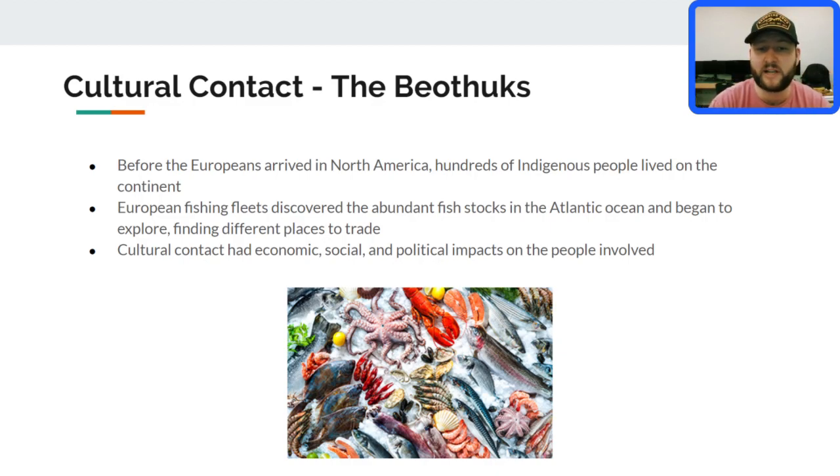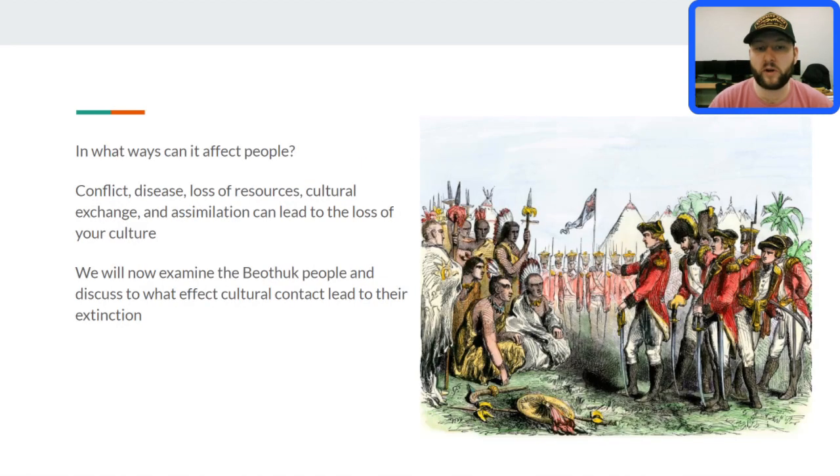So European fishing fleets discovered the abundant fish stocks in the Atlantic Ocean and began to explore, finding different places to trade, culture contact. Ultimately, that led them to keep pushing across the ocean until they eventually came all the way across and saw where we were. Okay? So cultural contact had economic, social, political impact on the people involved, just like globalization, just like everything we deal with today, right? From trade to different cultures getting together, to the politics and how you run your individual community, your tribe, just interacting and sometimes not working to your benefit.